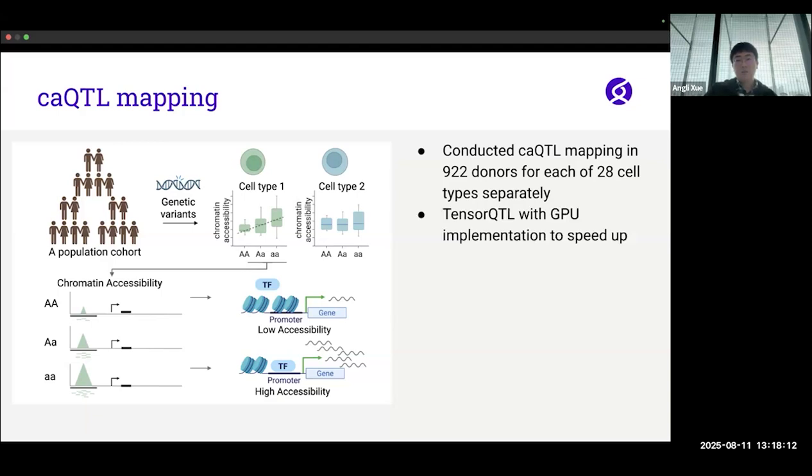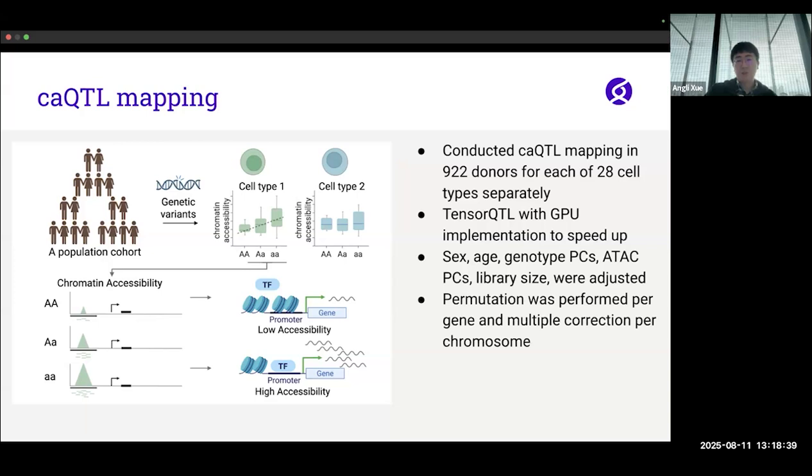And we performed the analysis using the TenK10K software with a GPU implementation. Because, as I mentioned, there are 400,000 peaks, and if you test all the SNPs within a certain region, it'll be really slow with the CPU, but with the GPU, you can finish one cell type within a few hours. To adjust for confounding factors, we adjusted for sex, age, genotype PCs, ATAC PCs, and library size in this association model. We also performed a permutation correction for the false discovery rate. Then we identified significant caQTLs at the 5% FDR.